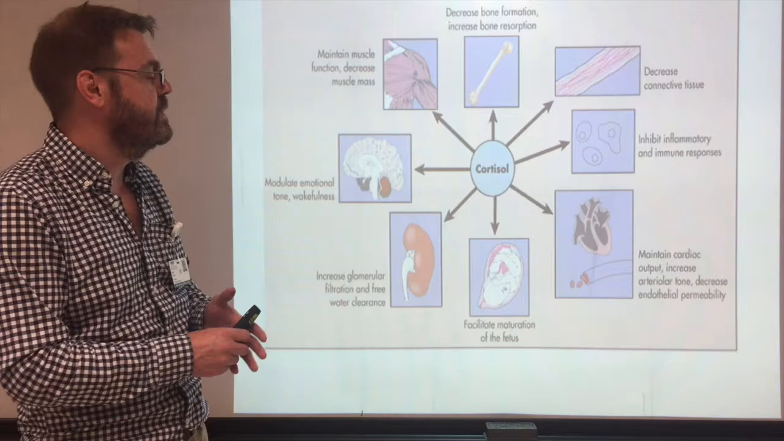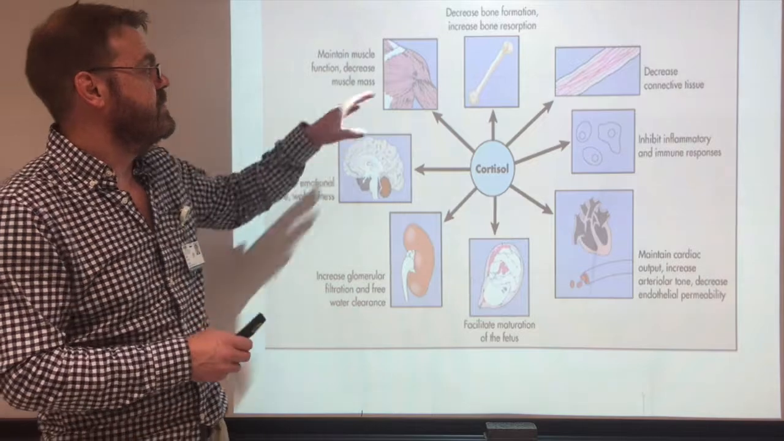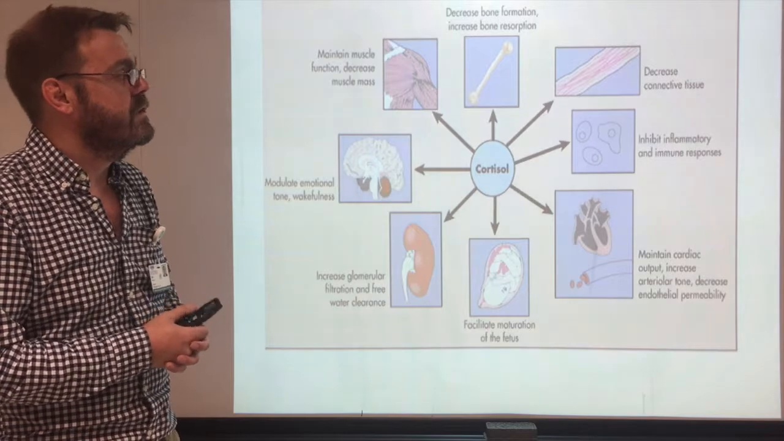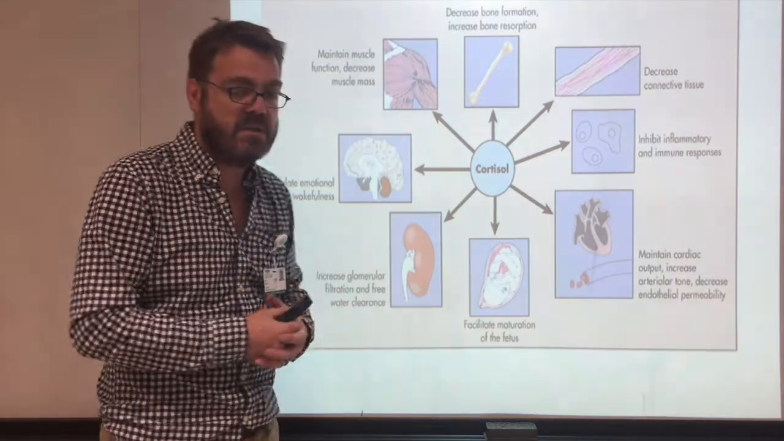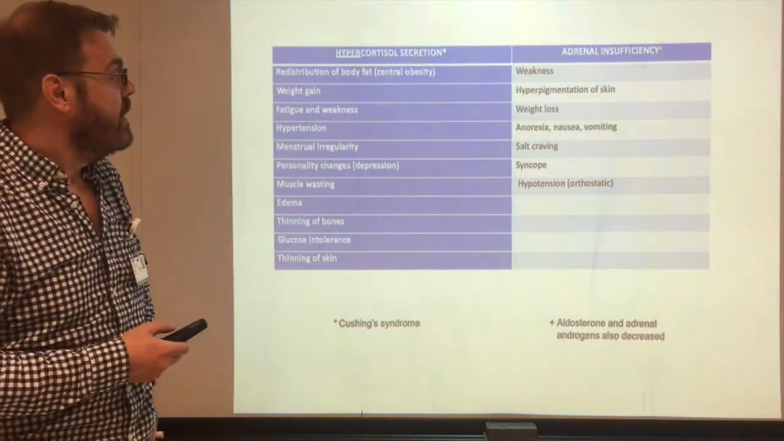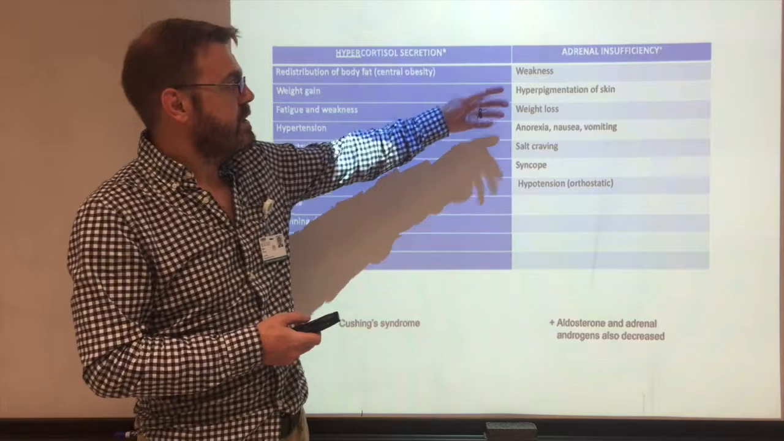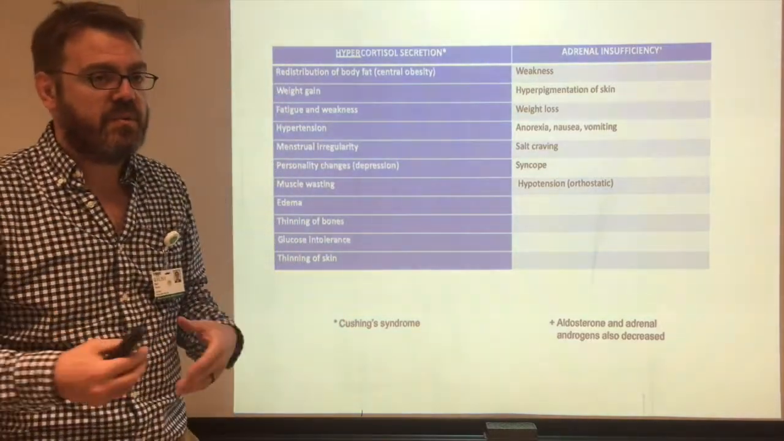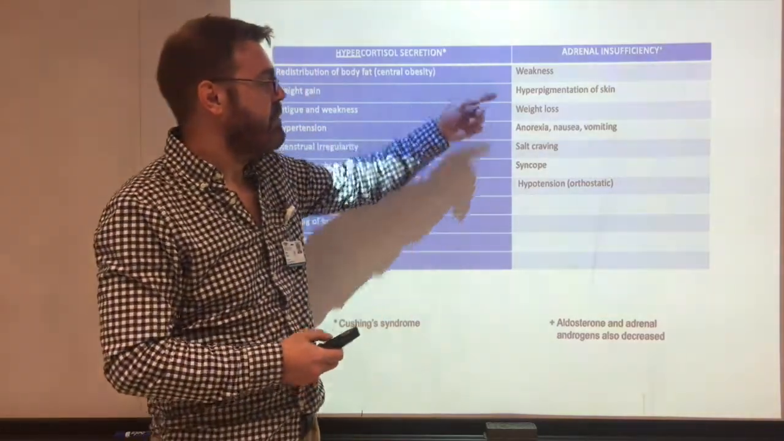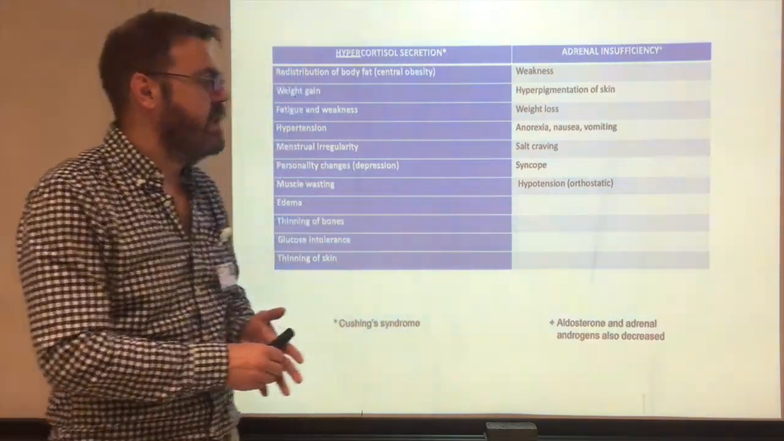It has mineralocorticoid activity. It modulates emotional tone, maintains muscle, and decreases bone formation and increases bone resorption. And all these things you need to know about the effects of cortisol. And in the absence of cortisol, you get what's called adrenal insufficiency. So this might happen after someone has had a course of steroids and come off it. You have weakness, hyperpigmentation of the skin, weight loss, salt craving, syncope, and hypertension.